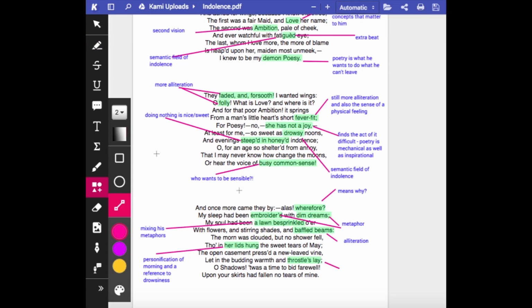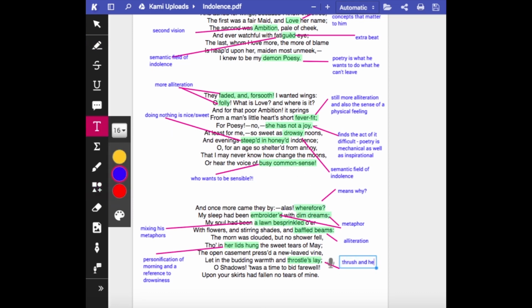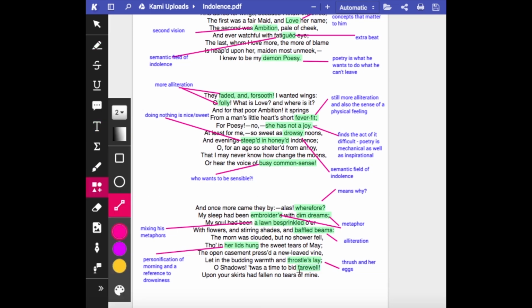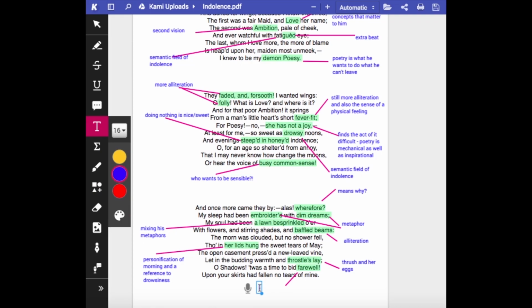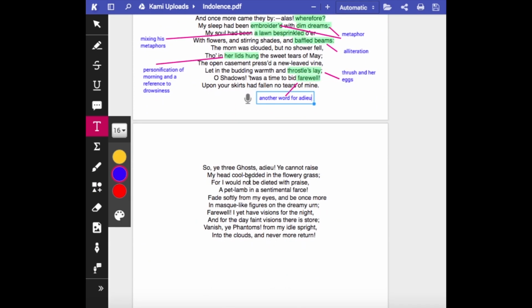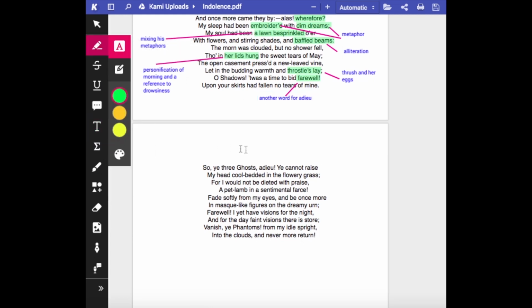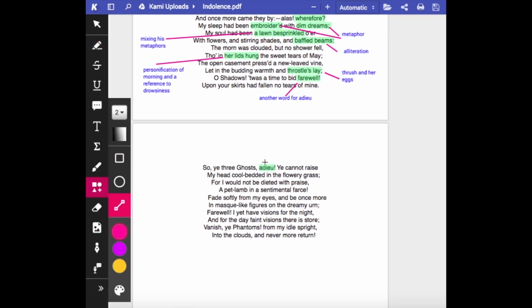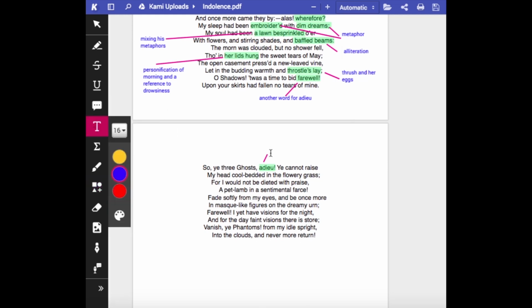The open casement pressed a new-leaved vine. The things are budding, opening, and the thrush, let in the budding warmth, and the throstles lay the thrush's eggs, the thrush's nest. O shadows, 'twas a time to bid farewell, upon your skirts had fallen no tears of mine. So now he's saying, I've really got to get going. I can't lie here all day. Oh shadows, these figures, 'twas time to bid farewell, upon your skirts had fallen no tears of mine. So I've actually got to hear the voice of busy common sense and get going.